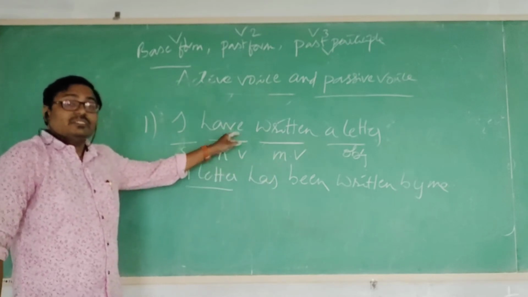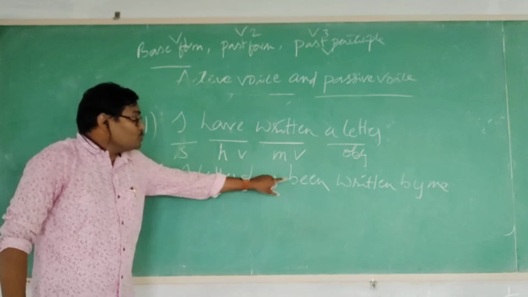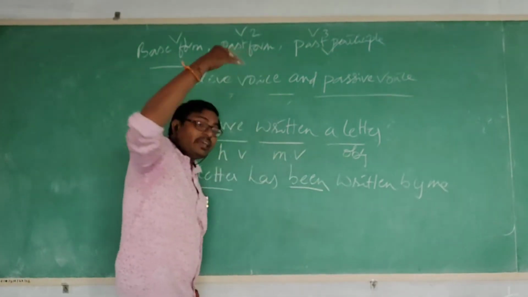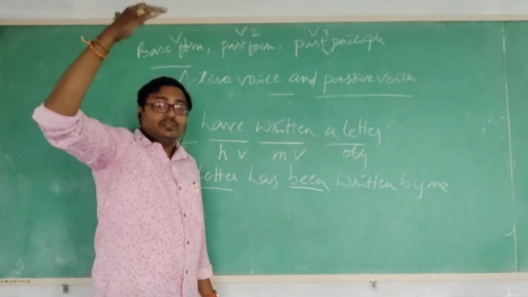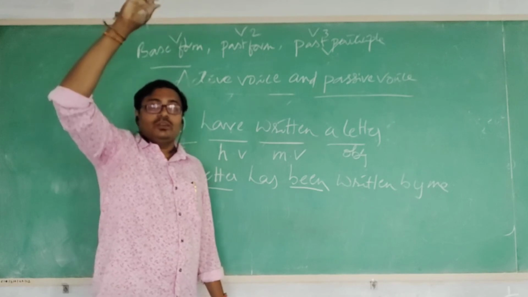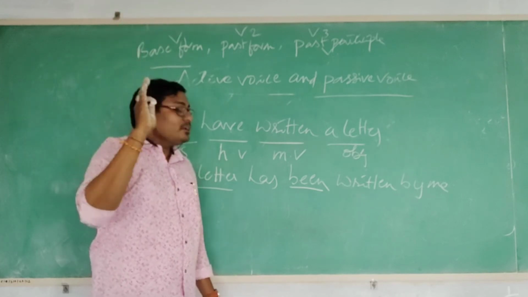When the sentence is in perfect tense, we have to use been. We have to remember been. Whereas in the case of present continuous tense, when there is an ing form, then we have to use being.